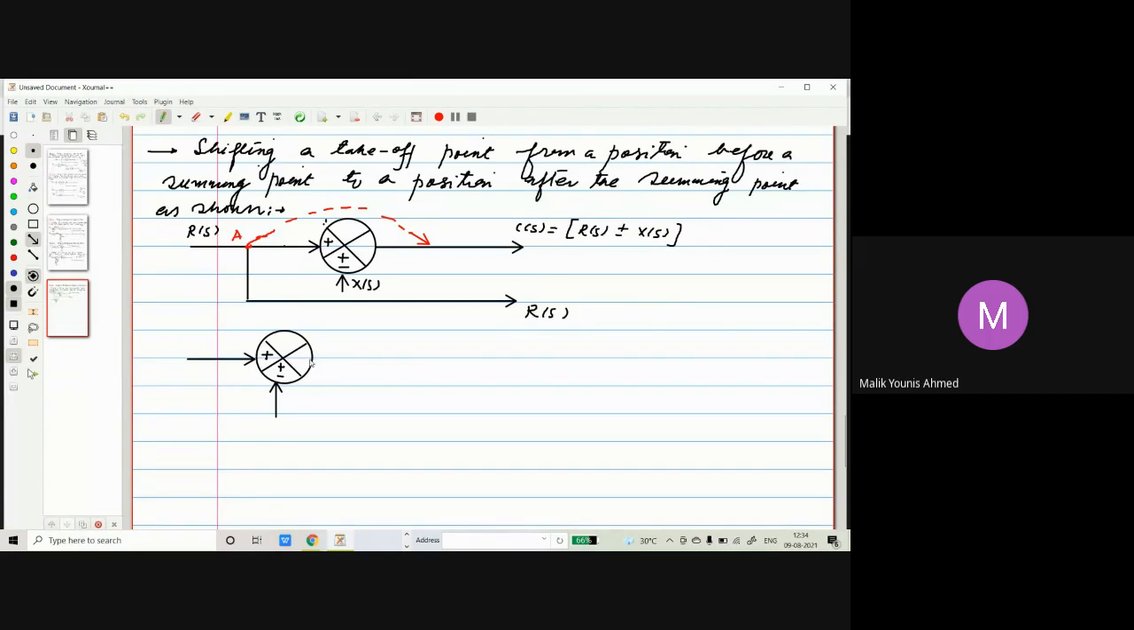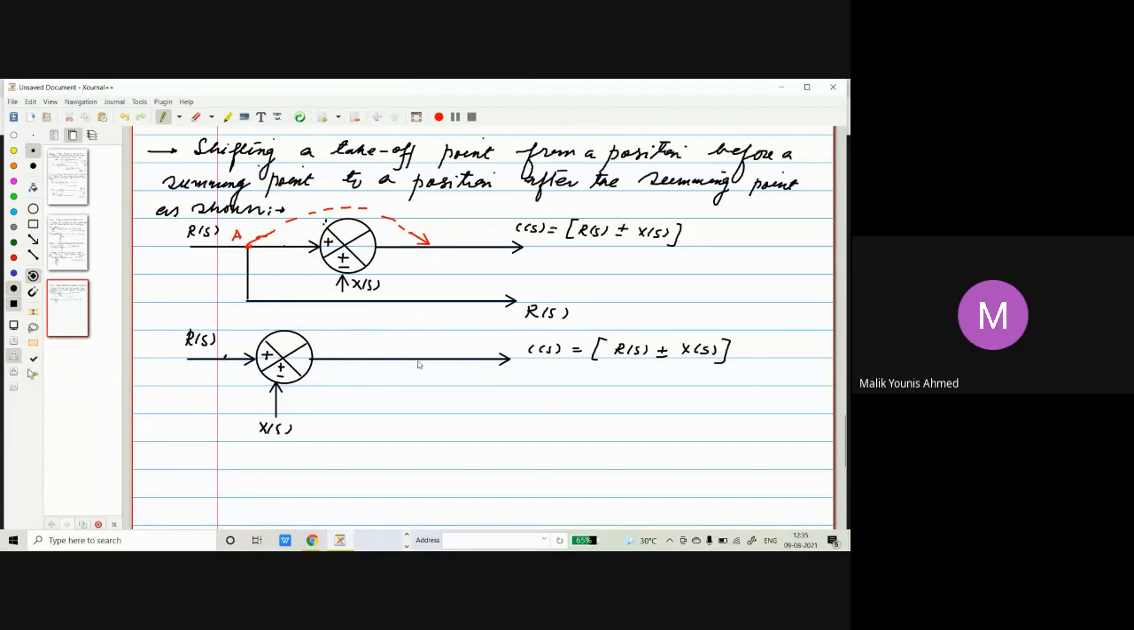So as usual, the output integrity is not going to change. The output is going to remain the same because we are only moving the takeoff point. R of S plus minus X of S. Now this point is moved here. What we know is that the input to this point will be manipulated now. We can write here, input here is R of S. Okay, this is X of S. This is your point A.